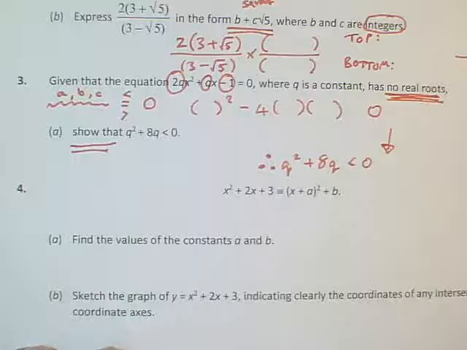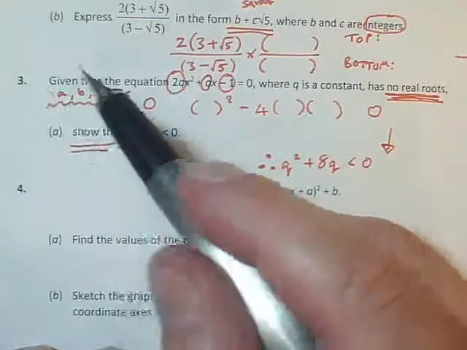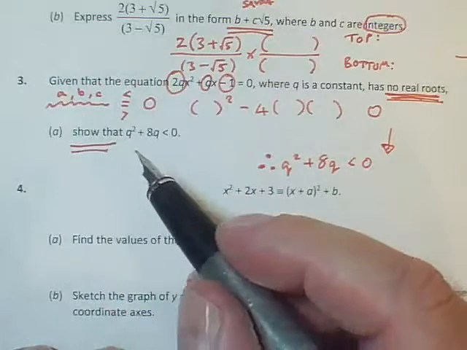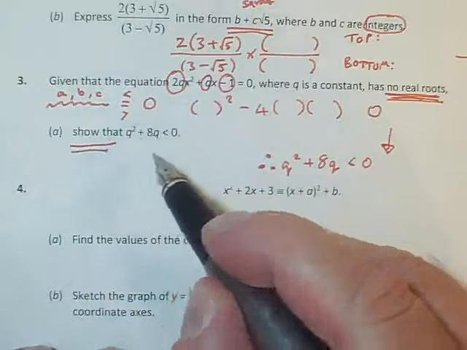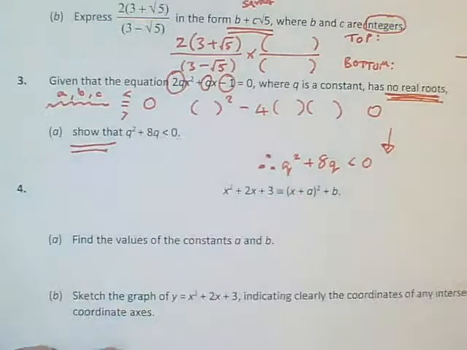Oh, by the way, just before I finish, you notice there's a part A with no part B. This is a chunk out of a bigger question. In a future chapter, you'll learn how to solve things like that to find out the range of values of Q. But since you don't do that in chapter 2, it's not included. That part of the question isn't included in this homework, which is good.